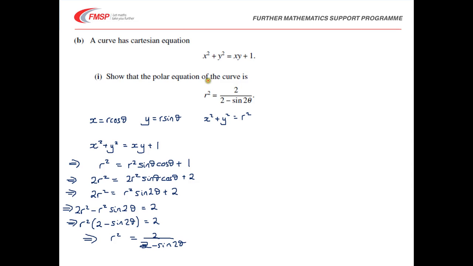For part B, there is a method mark for using one of these identities. There's then an accuracy mark for getting this bit right and for getting this bit right. And then one final accuracy mark for completing your solution correctly without any mistakes down to the given answer.